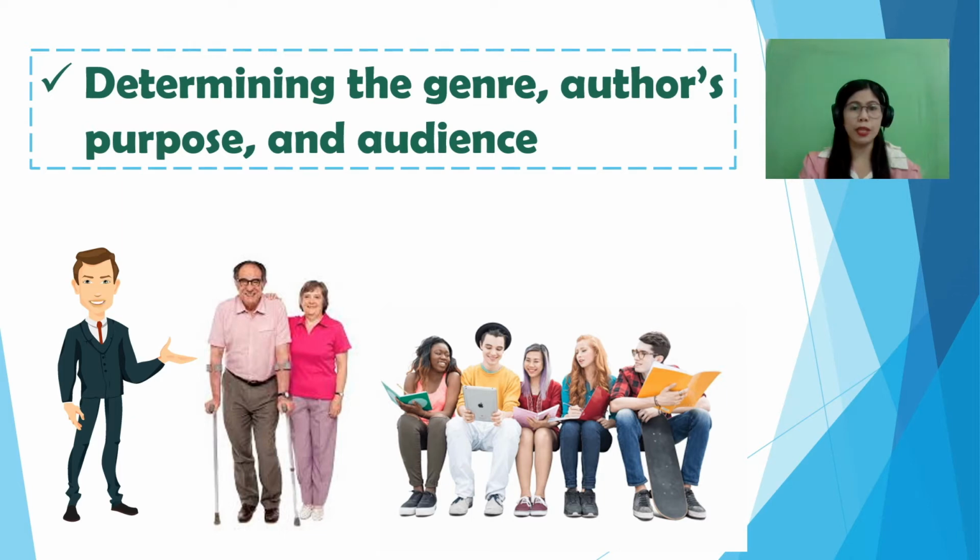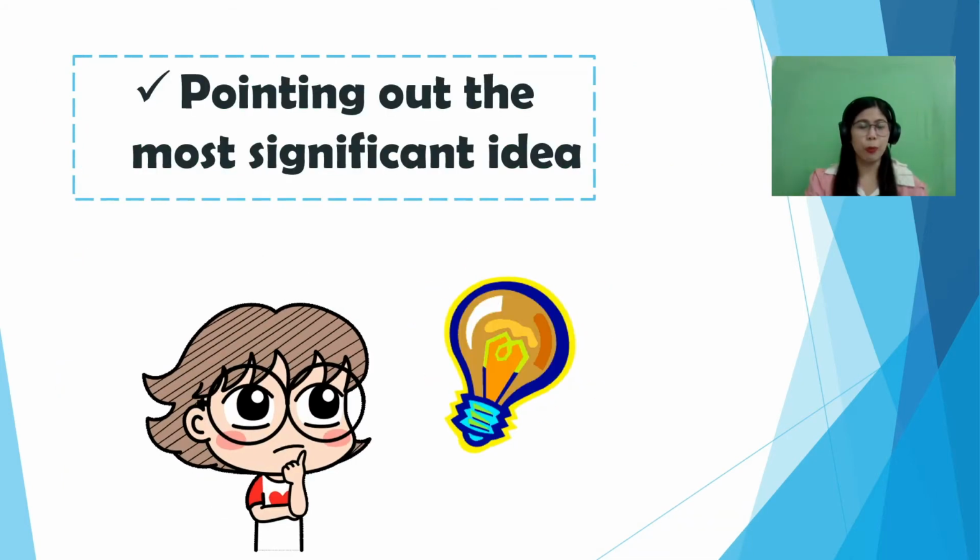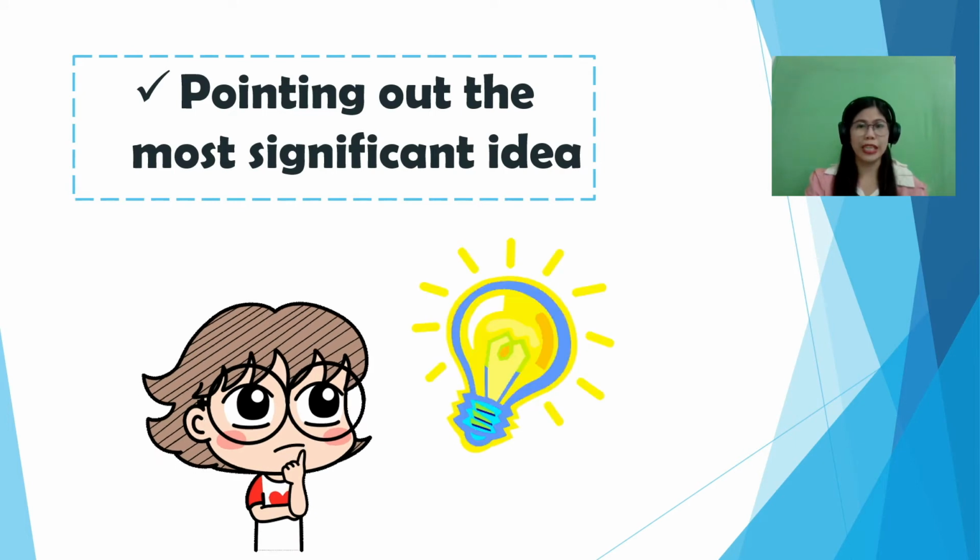You can determine these three through a careful reading of a text. Pay attention to the words used, to the structure, to the tone of the text, and so on. When you are already knowledgeable about these three, it will be easier for you to make evaluative statements about the materials you've read. Next is pointing out the most significant idea.